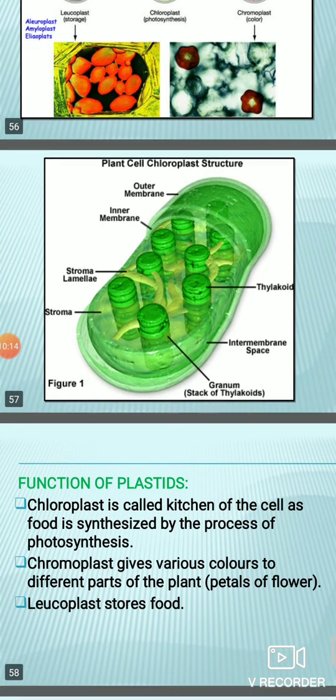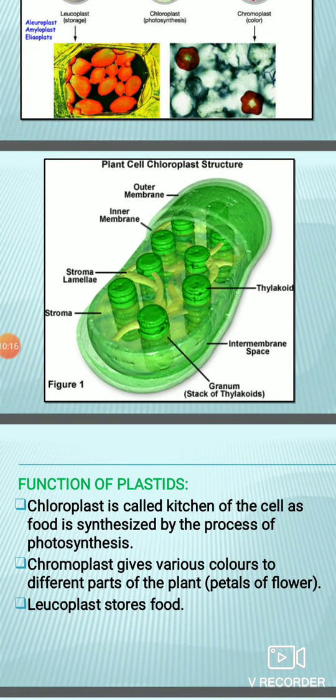Okay, now the last part is functions. As I've told you, leucoplasts, since they are colorless, are generally associated with the storage functions. Chromoplasts, since they are colorful, are associated with photosynthesis due to presence of pigment, and they are also responsible for pollination. Since they have colorful pigments, they attract insects for pollination. Okay, and they also help in the seed dispersal process.